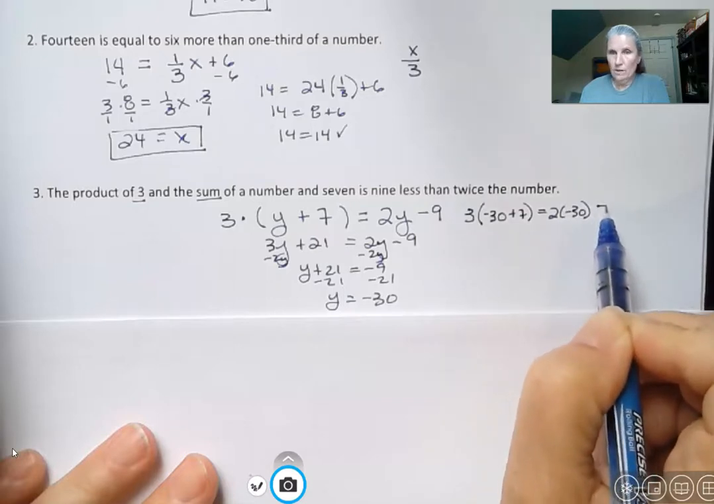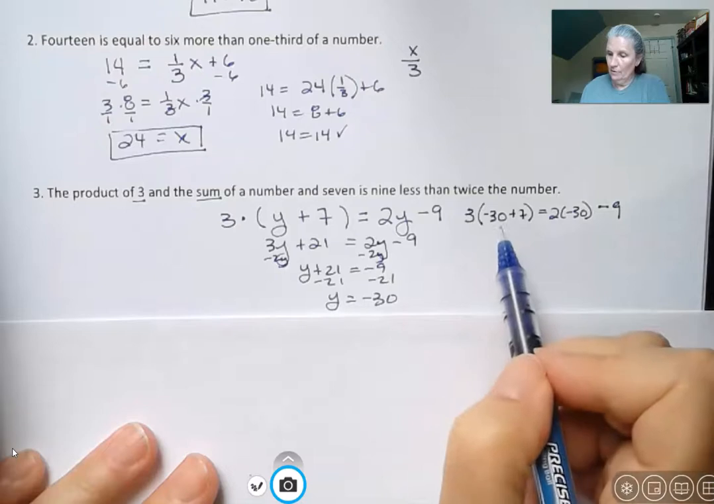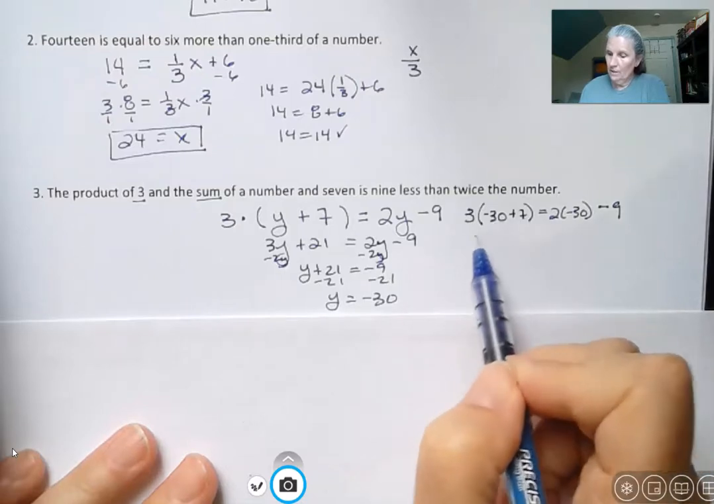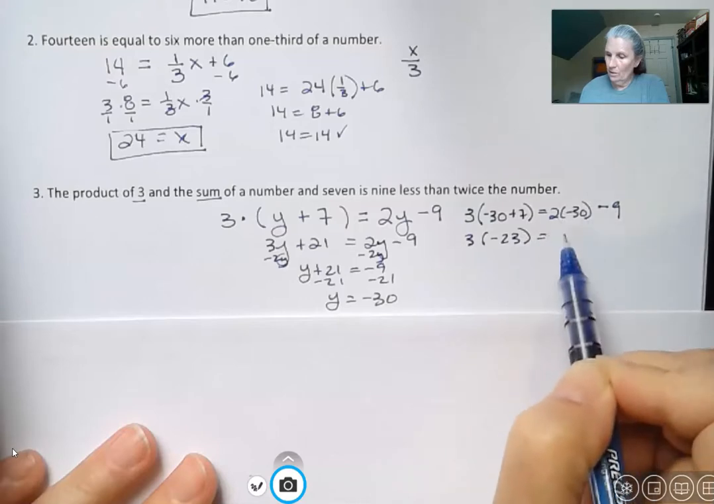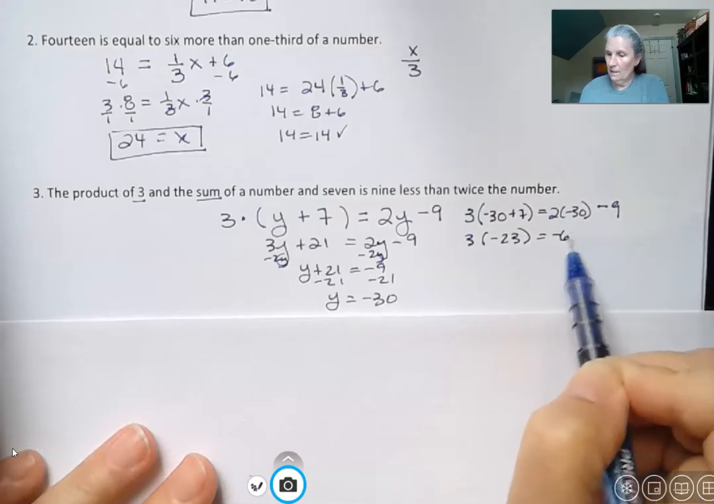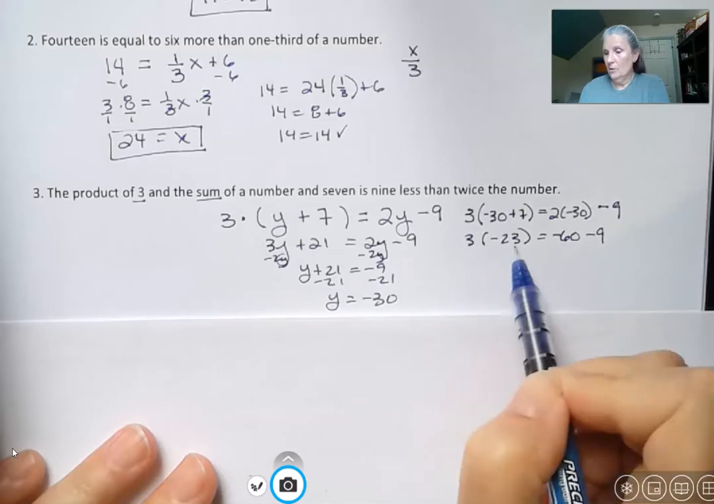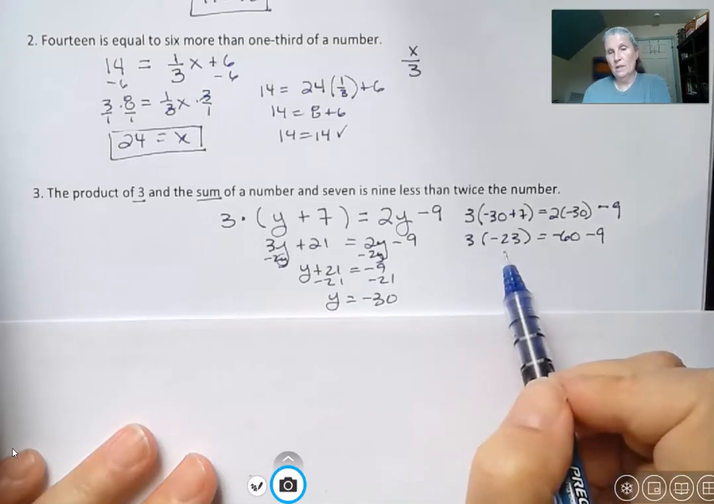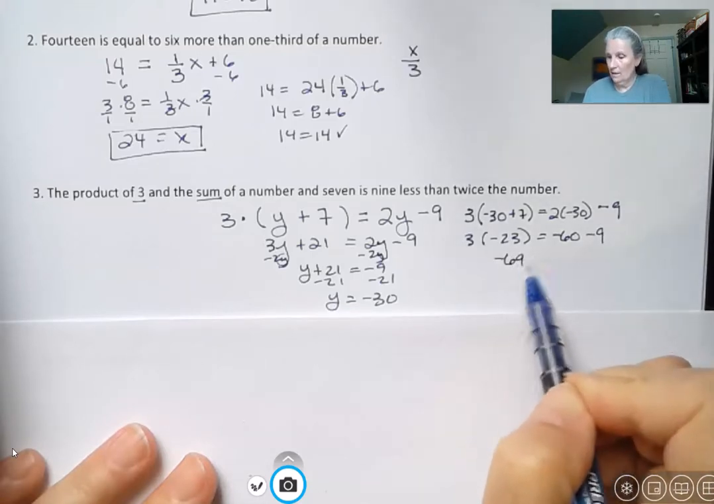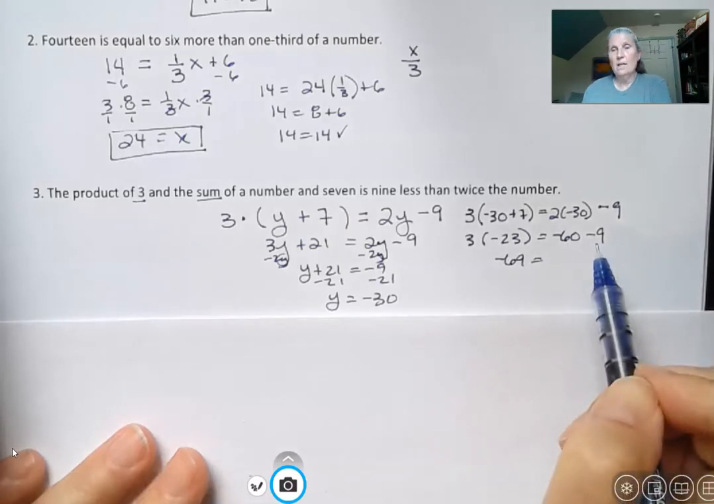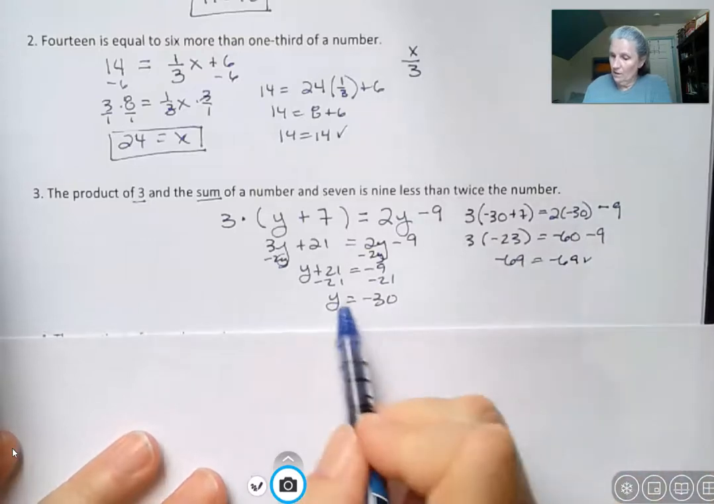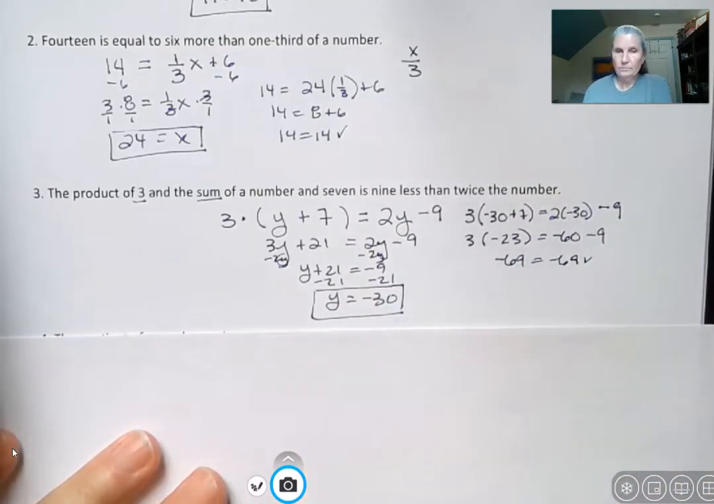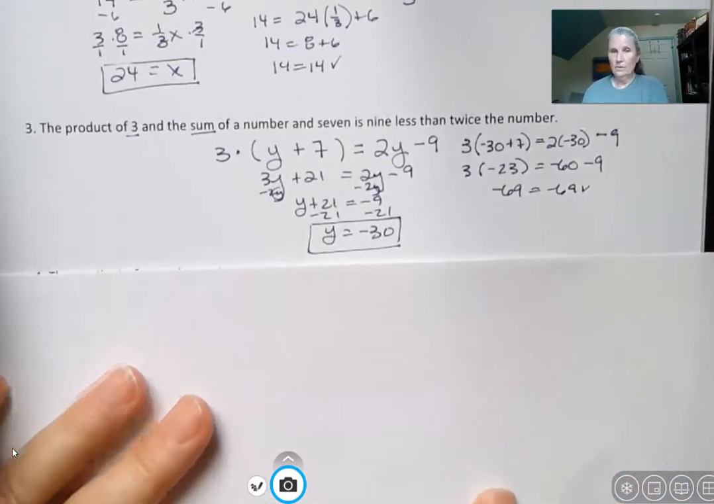Where I used to have a y, I would then put in the negative 30. Negative 30 plus 7 is negative 23. 2 times negative 30 is negative 60. And then 3 times negative 23 is negative 69. And negative 60 minus 9 is negative 69. So that checks out. And so you have another answer that looks correct to me.